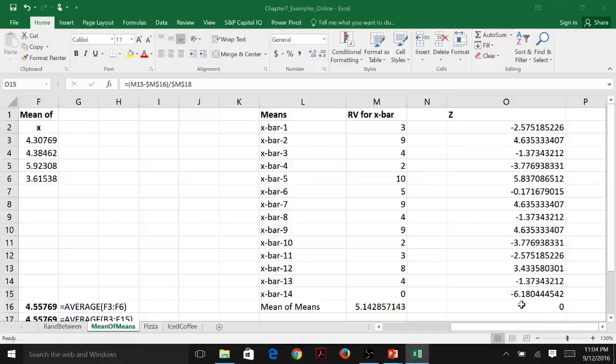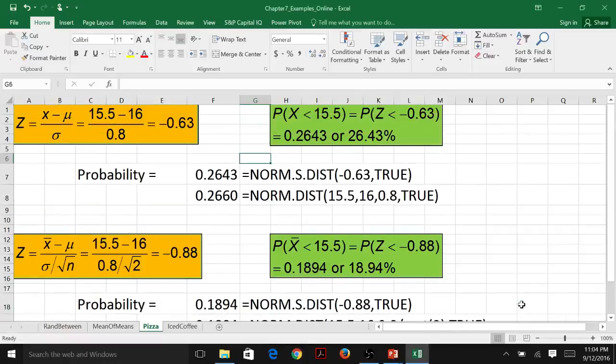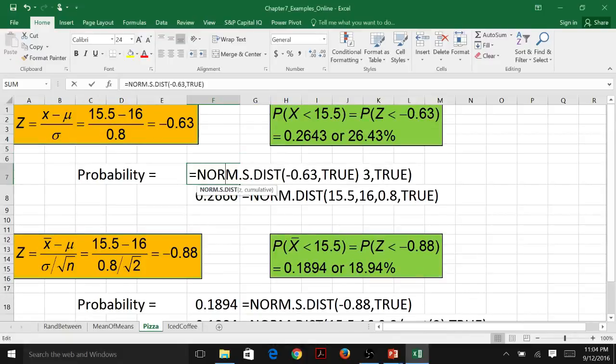So how does that play out for us? Let's take a look. So with that, what I'd like to do is use that negative 0.63. I'm going to plunk it in here to my norm.s.dist. So it's norm.standard.dist. So it's normal, standard, probability. And true means that's the value I'm going to use. It's not going to be just an at value. It's going to be a continuous value.